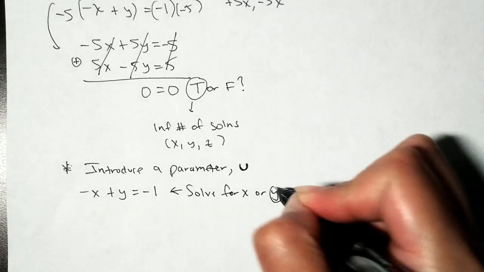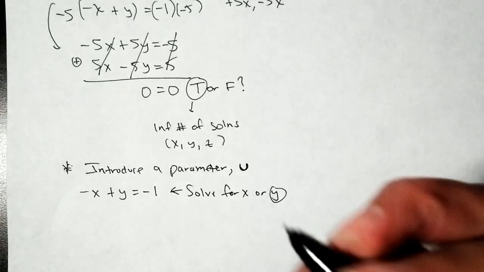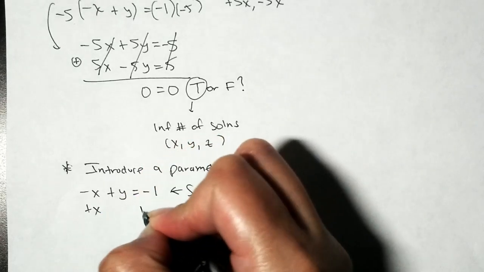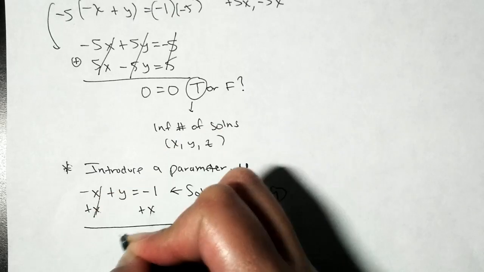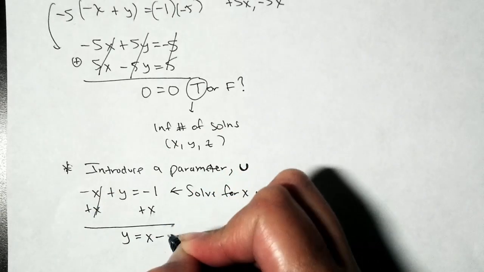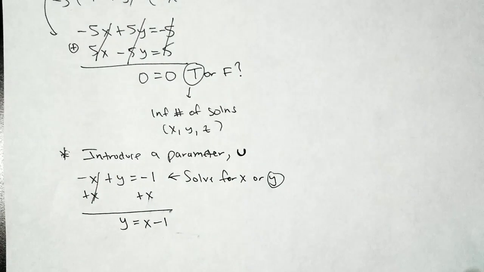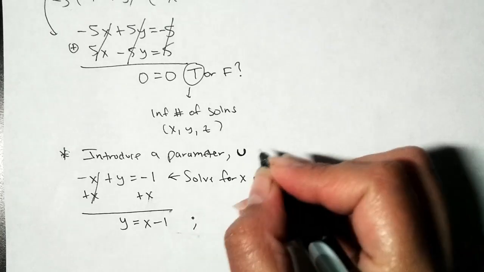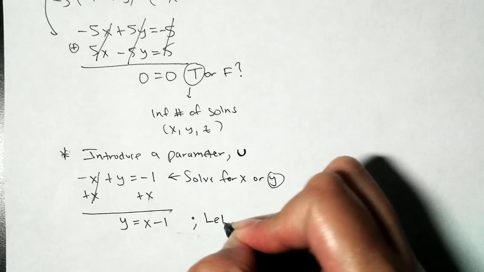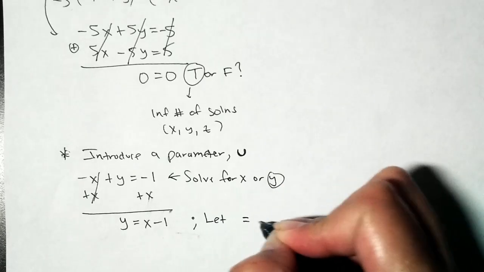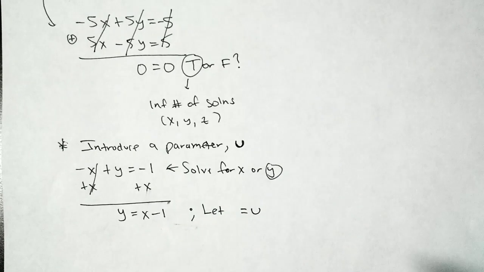coefficient. Okay, so in this case, if we choose to solve for y, let's go ahead, add x to both sides, and that will leave us with y equals x minus 1. At this point, that's when I'm gonna introduce formally the parameter. So I'm gonna say, let one of these variables equal u. Okay, should I let y equal u? Should I let x equal u? It doesn't matter, but this is my take.